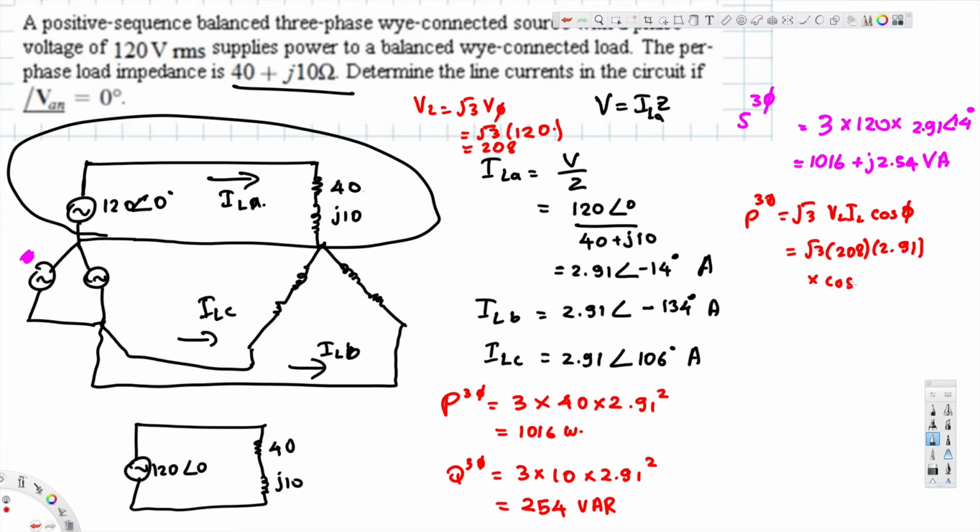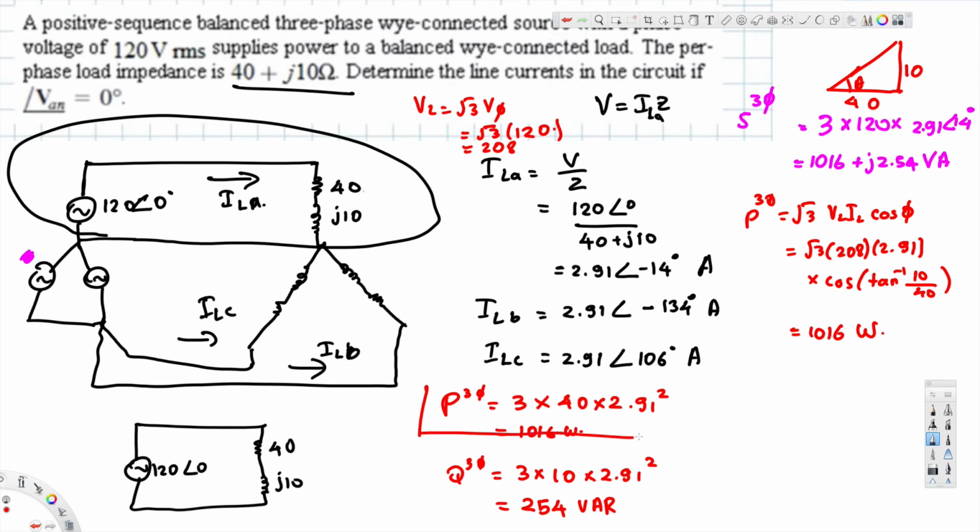times cos, and if we make the angle for the impedance theta, y-axis is going to be the imaginary part, x-axis is going to be the real part, 40. So this is going to be tan inverse. Tan is opposite over adjacent, that's 10 over 40. And if you calculate this one, that's going to be 1016 watts. And that's another way to calculate this total three-phase power absorbed.